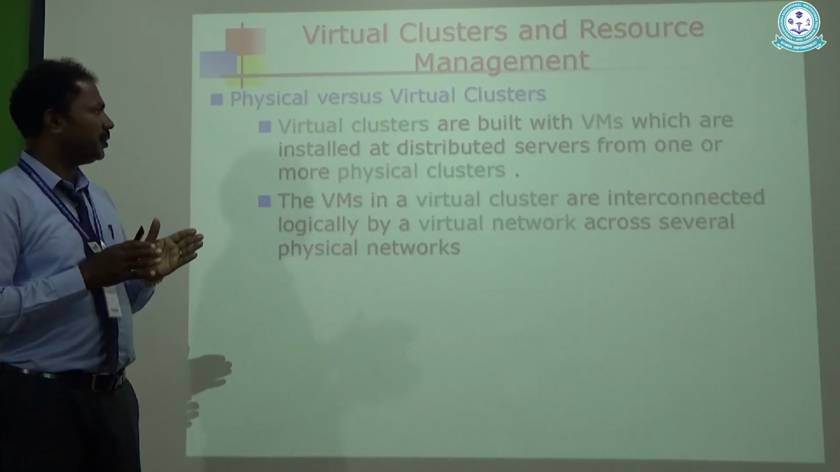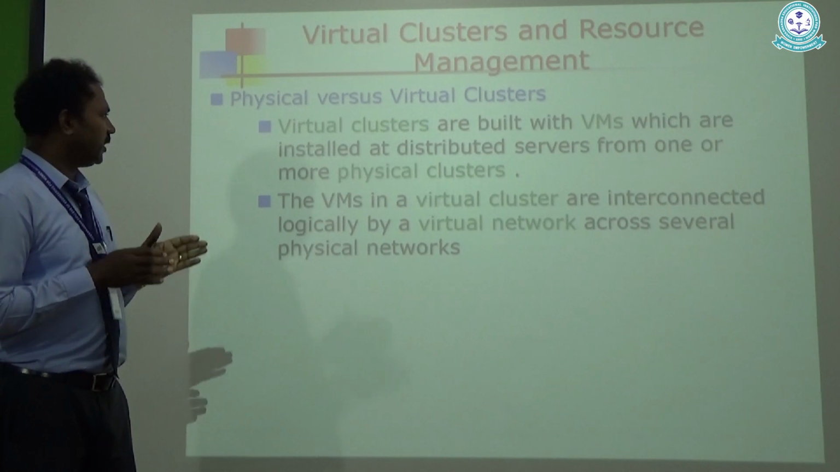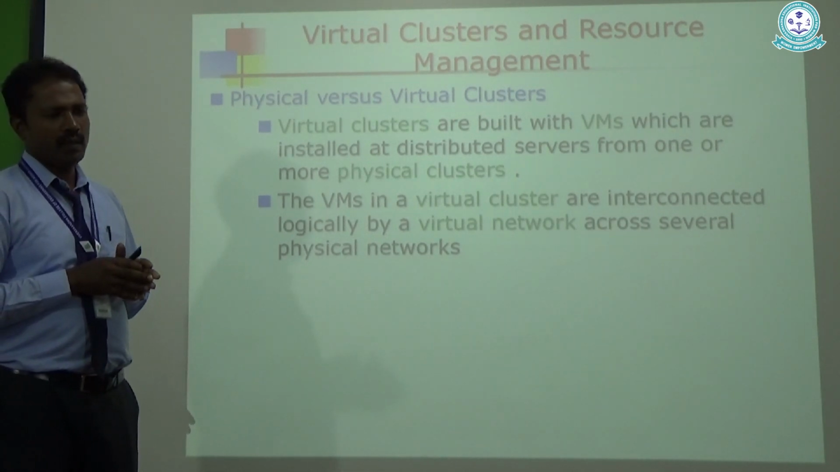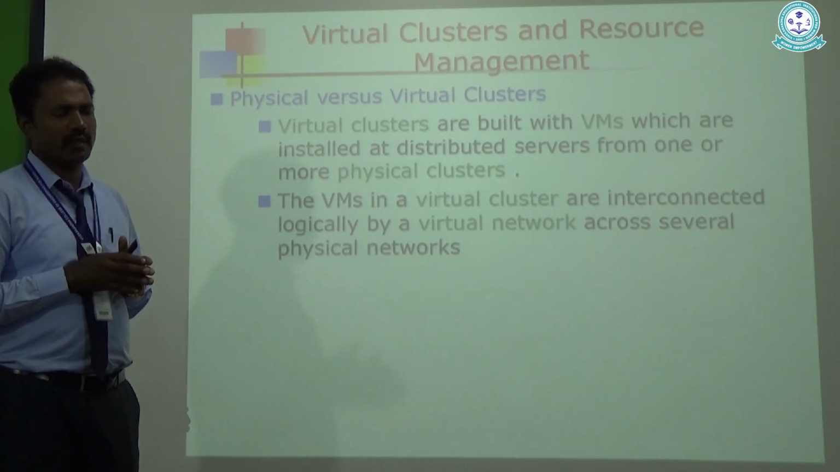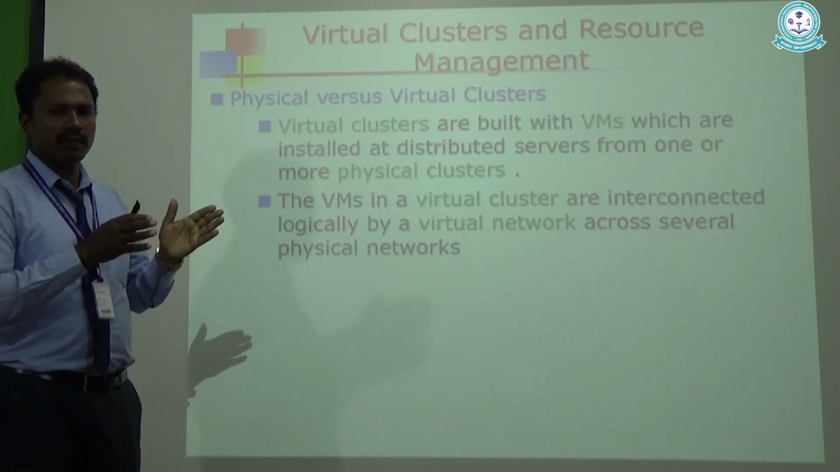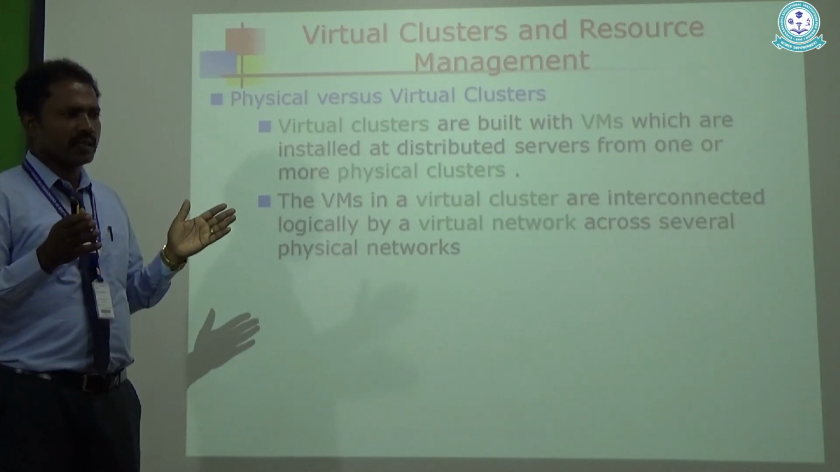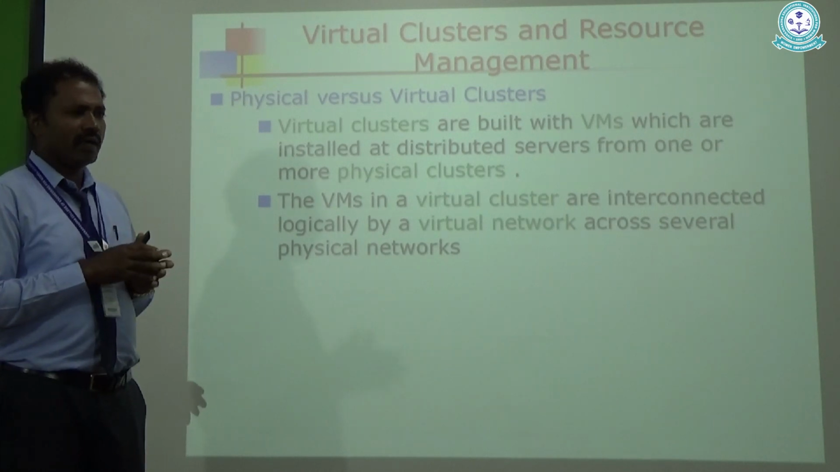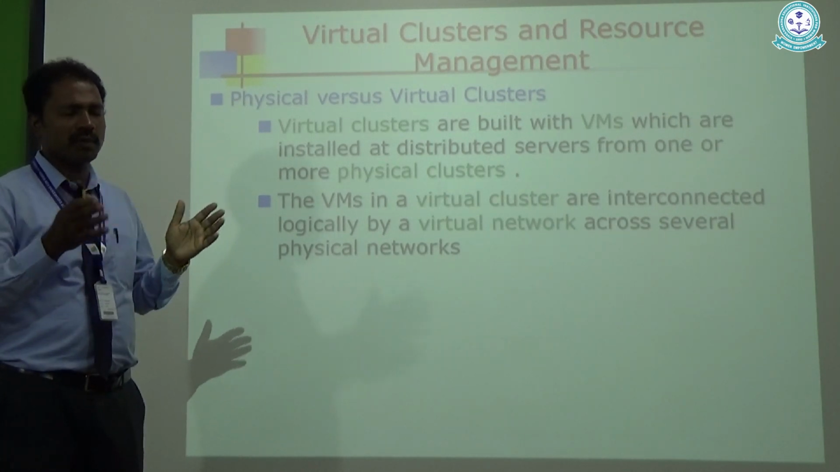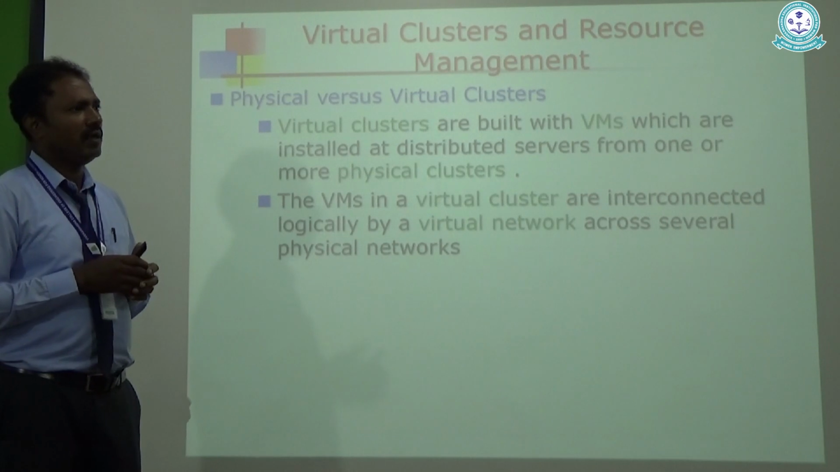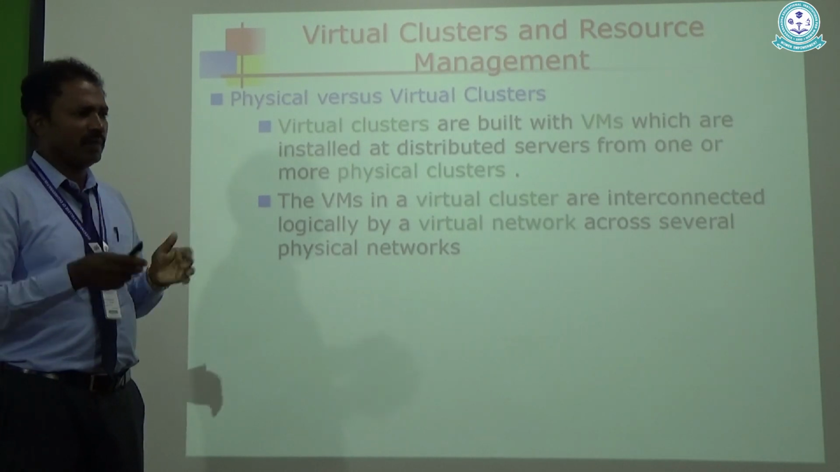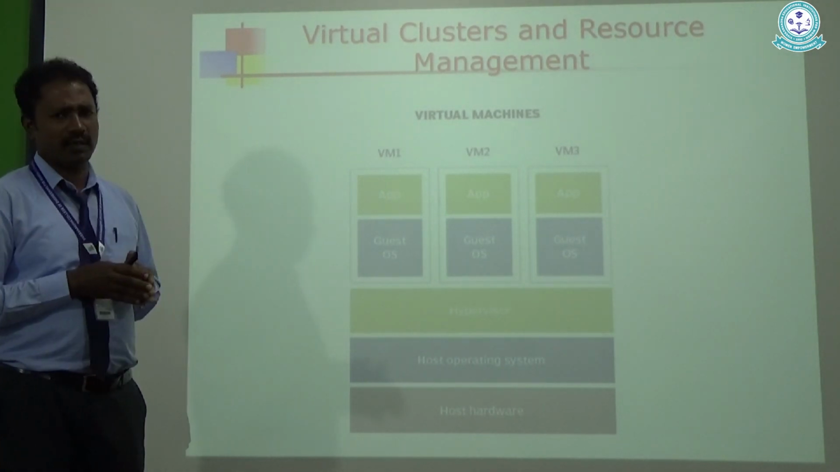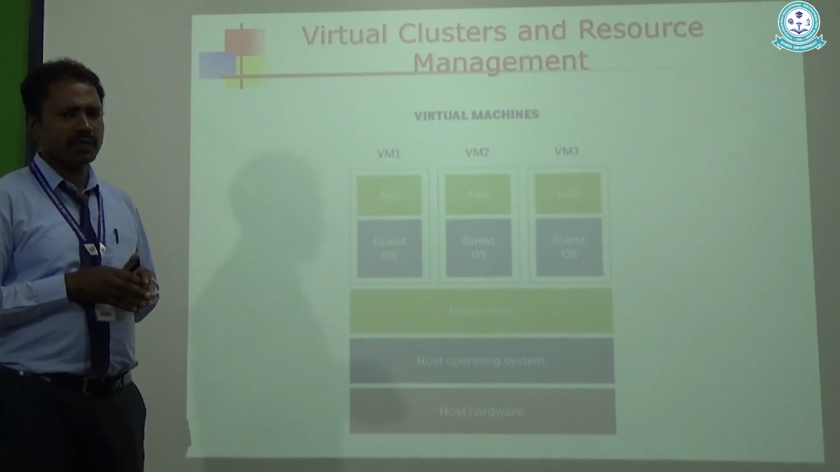Virtual clusters are built with virtual machines which are installed at distributed servers from 1 or more physical clusters. So when we want to create a virtual cluster, we need physical clusters. A physical cluster is a collection of physical servers, whereas a virtual cluster is a collection of virtual machines. What is a virtual machine? It is a machine which is running over a physical machine.